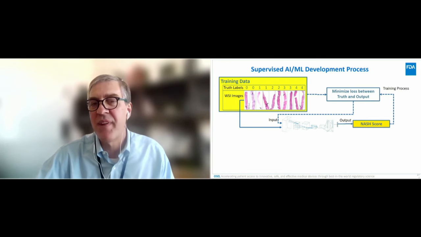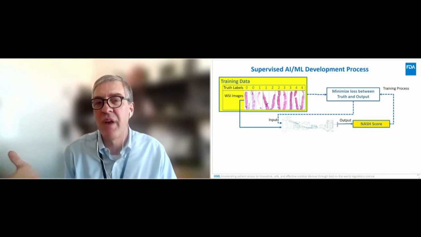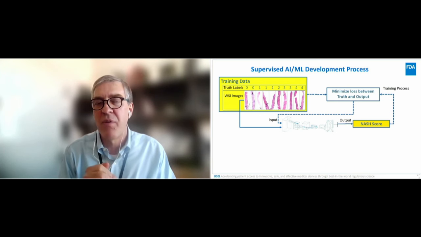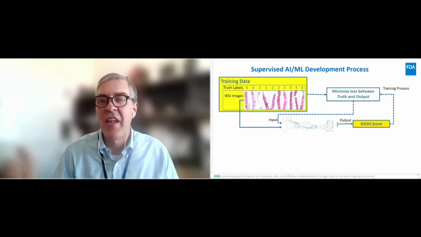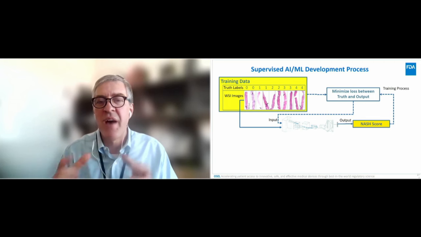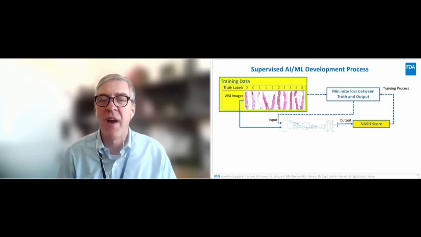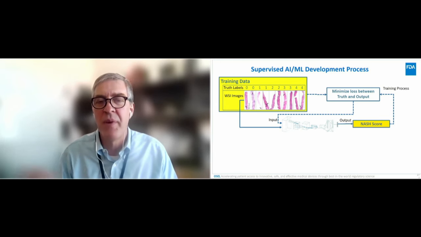It produces some type of NASH score. And then we have a function that we're trying to minimize loss between the truth labels and the output. So we want those NASH scores to match our truth labels on our data, and we want to do that in aggregate across the entire data set. So there is a process, a loss function, and an optimization approach to try to minimize the difference between the truth labels and the NASH score. That process is iterative. This will go around and around until we come up with something we consider to be a reasonable solution to the problem. Once we have that, next slide, please.